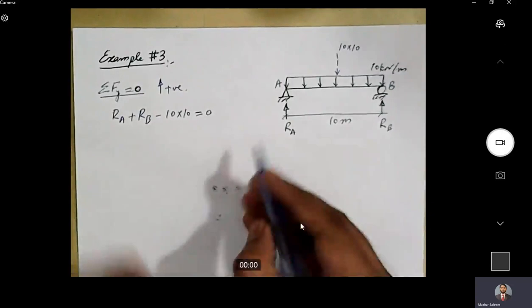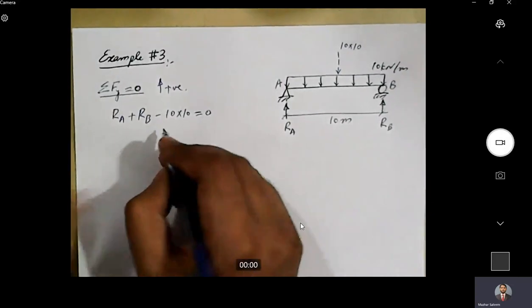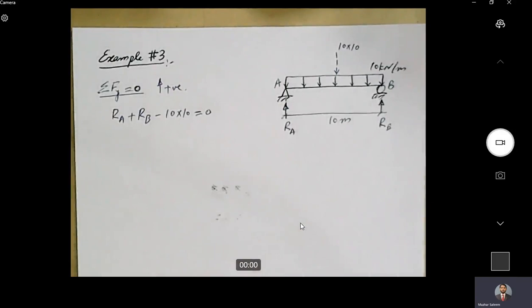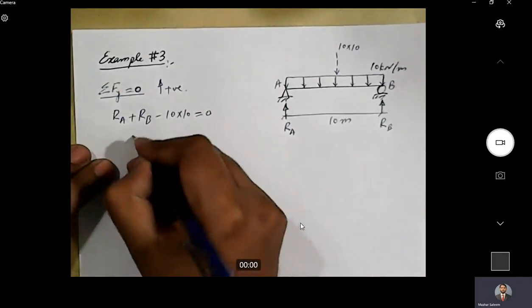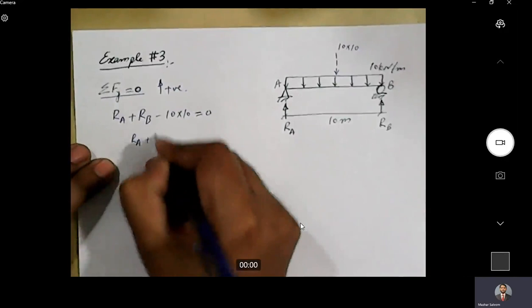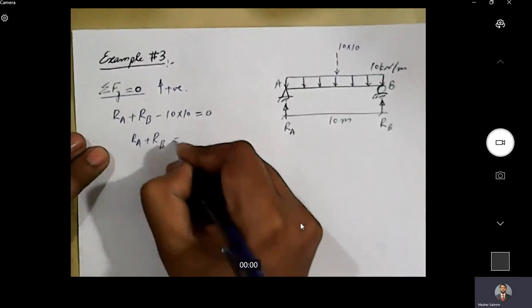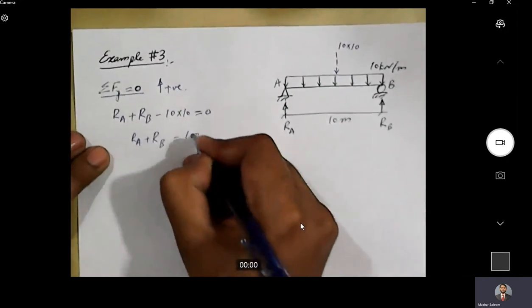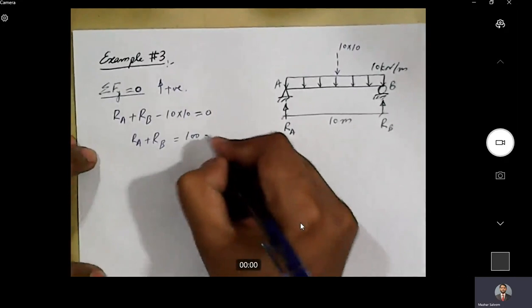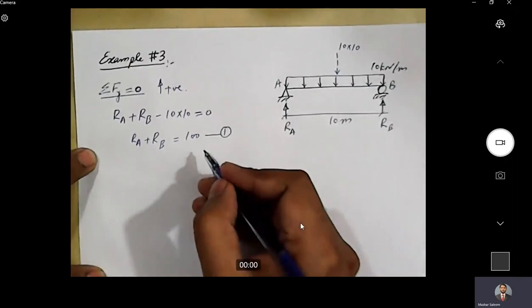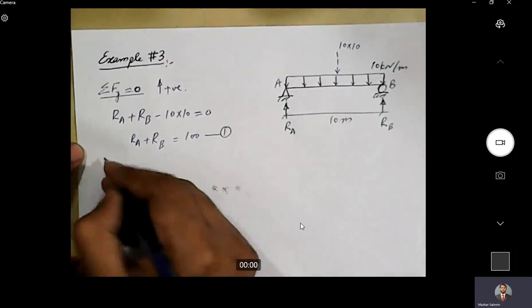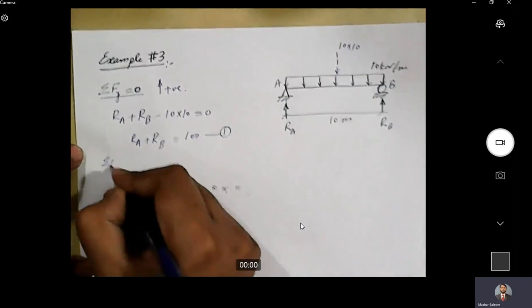All right, so if we rearrange this equation, let's see, what do we get? We'll get Ra plus Rb equal to 100. And in this equation, we have two unknowns, so we cannot solve this equation. So let's apply the other equation of equilibrium.